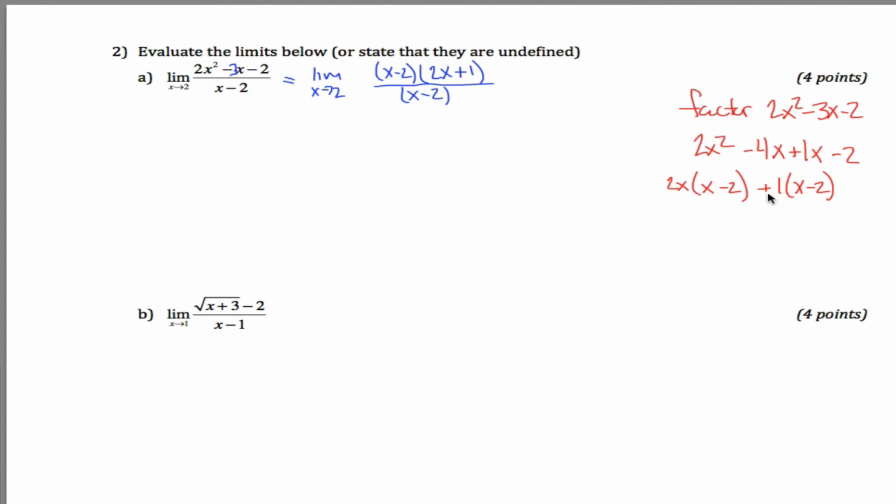Now I have two terms. Here's one of them. Here's the other one. And they both have an x minus 2 in them. So I can factor out that x minus 2, and I'm left with just 2x plus 1. The same thing I got up here. At any rate, maybe this is off to the side.